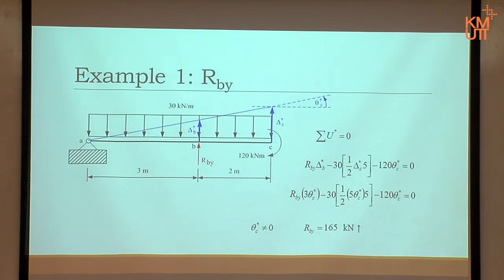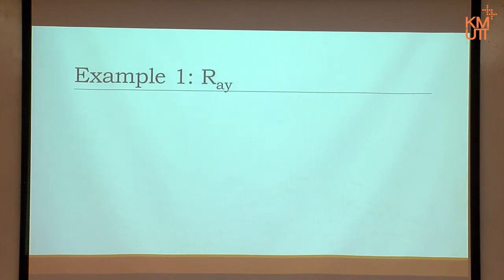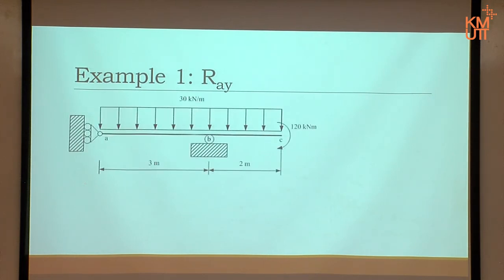Now, one thing about this technique is that once you finish the calculation, the picture is not reused. You throw it away. Meaning, for the next step, when I want to find RAY, I will start again from the original picture, a pin and a roller. This time I want to find RAY, not RBY. Therefore, the roller at B will stay. However, I will release the one at A.